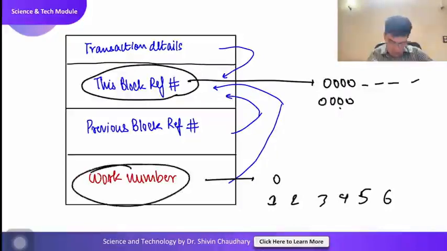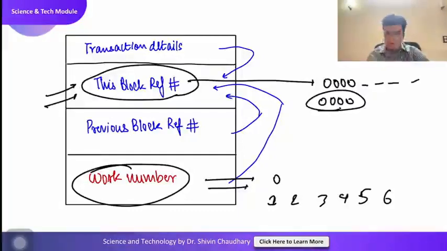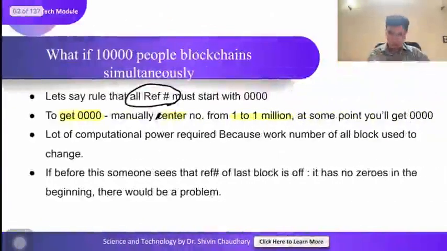दैट इज व्हाई इट्स कॉल्ड अ वर्क नंबर. मैंने ये कोड डाल दिया कि सेकंड कंपोनेंट, दिस कंपोनेंट मस्ट हैव अ रेफरेंस नंबर इन एवरी ब्लॉक दैट स्टार्ट्स विद 4 zeros. टू अचीव दैट यू एंटर manually numbers here from 0 to 1 million, and at some place you will achieve that criteria, right? Now for this you will require a lot of computational power.